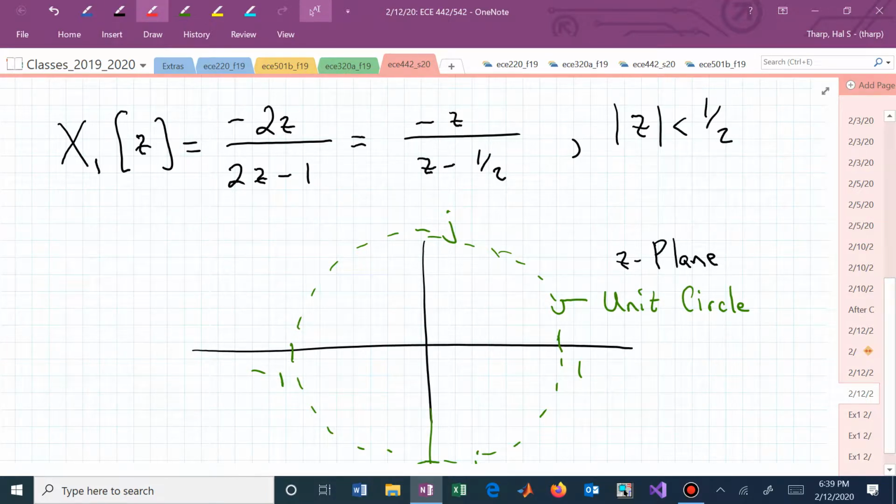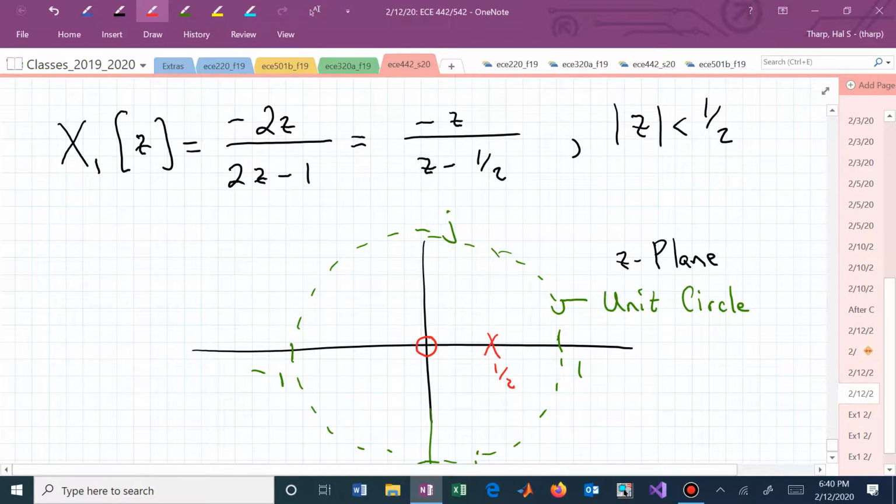I have a pole at, what color do I want to make these? I have a 0 right at the origin, do I not? Z equal to 0 will cause x sub 1 of z to vanish. Where's my pole? That's the value of z that causes the denominator to equal 0. That's 1/2.